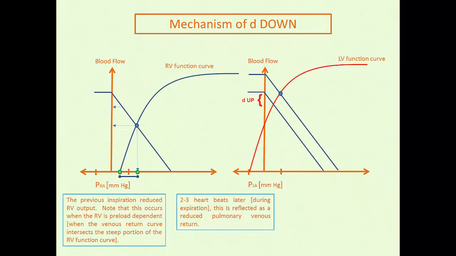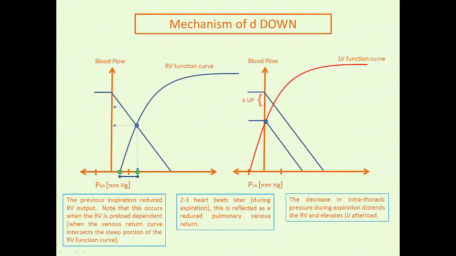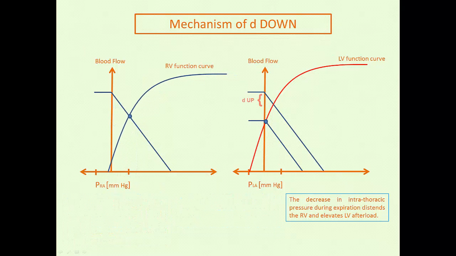from here during peak inspiration to here during expiration, and this will contribute the greatest to your D down, or the drop in the LV output. And similarly, the decrease in intrathoracic pressure during expiration distends the RV, which impairs LV compliance by ventricular interdependence, and also mildly elevates the left ventricular afterload, and that's occurring during expiration.